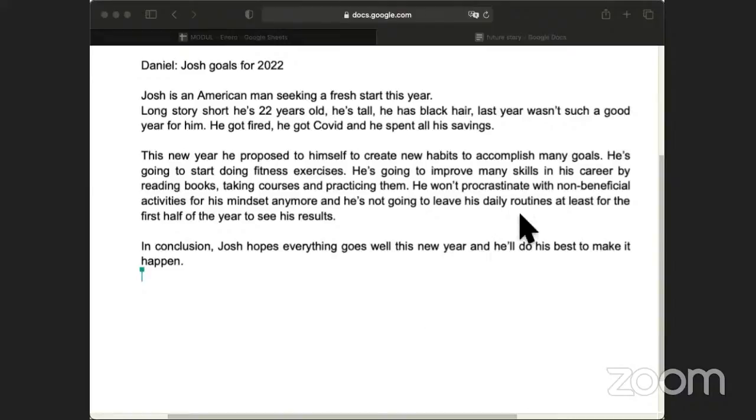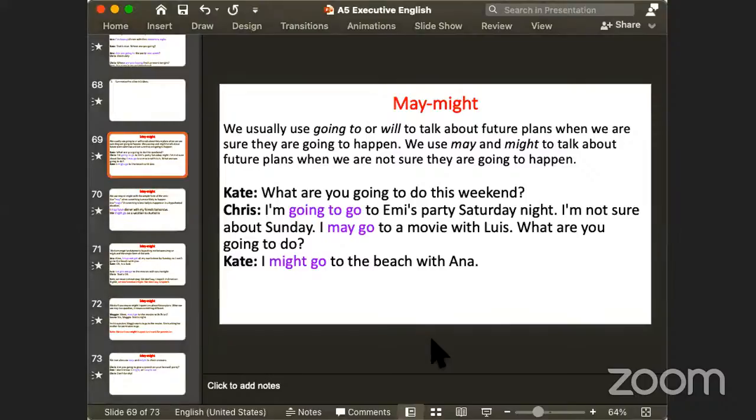Okay, great. So now we're going to pass to the next topic. I believe we've seen this topic before, but with other verbs. All right, so: may and might.